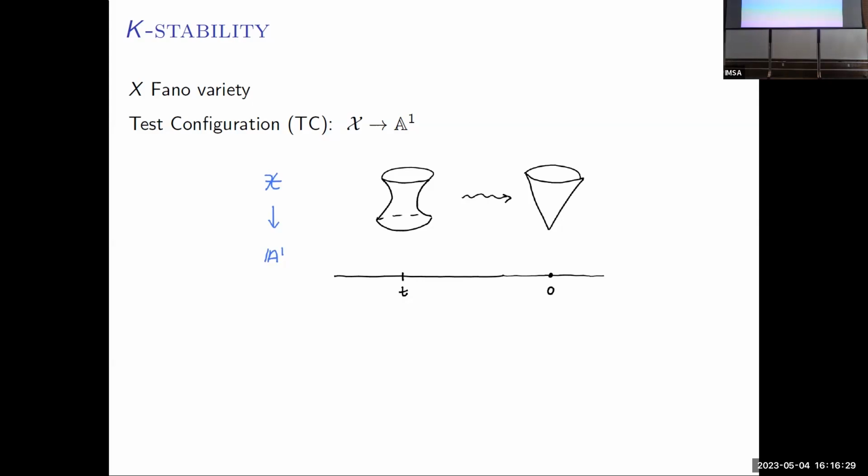A test configuration is a little bit more than just a degeneration. We also have a C-star action. You have the usual C-star action on A1, and we have a C-star action also on the family, such that this morphism is equivariant. So we have this equivariant family, and also some relatively ample line bundle in this family that we are going to use to embed it in some big projective space.